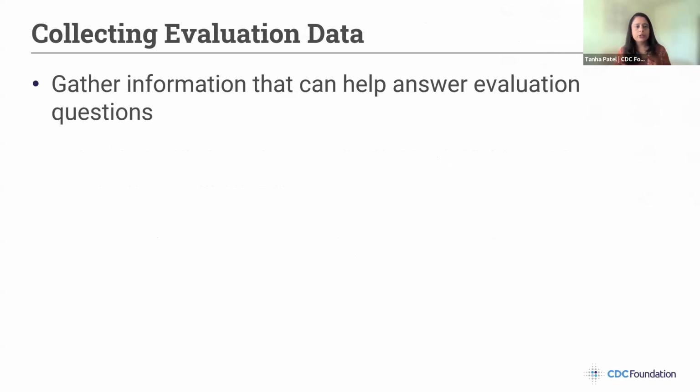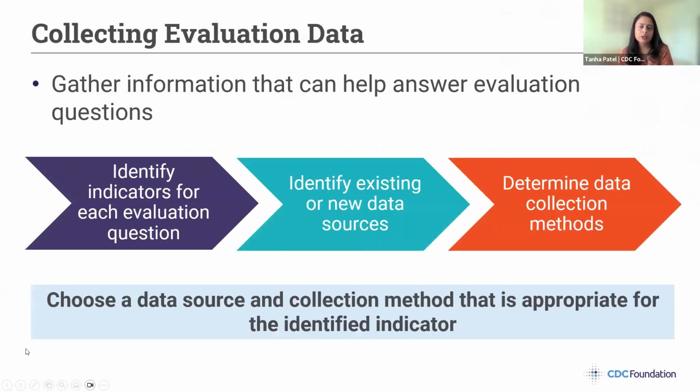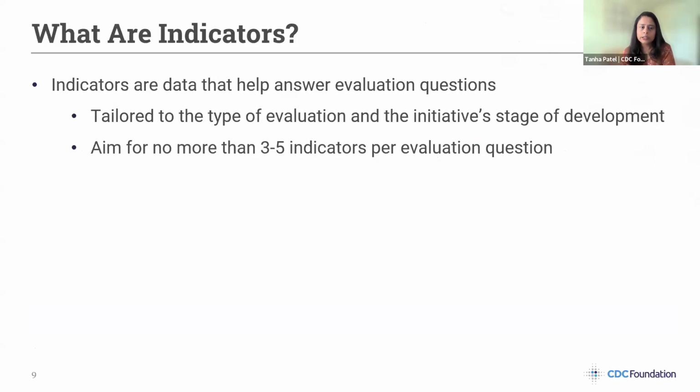To collect evaluation data for each evaluation question, you must first identify indicators for each evaluation question, and then choose a data source and data collection method that is most appropriate for each indicator that we have identified. Indicators are data points that provide information to answer an evaluation question. The indicators are tailored to your evaluation type and your initiative stage of development. We'll talk about this in a few minutes.